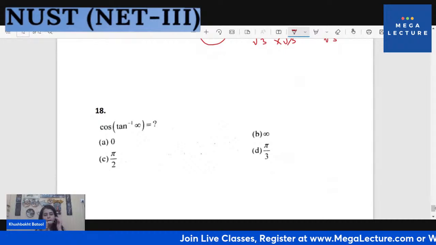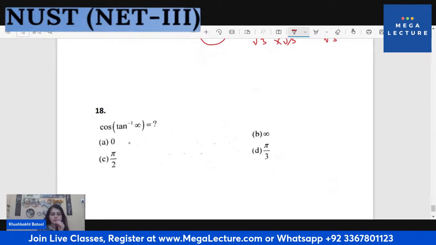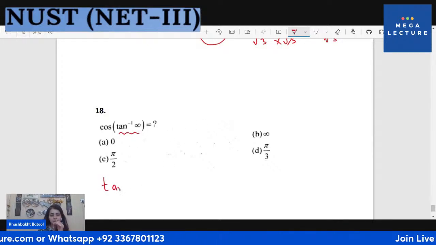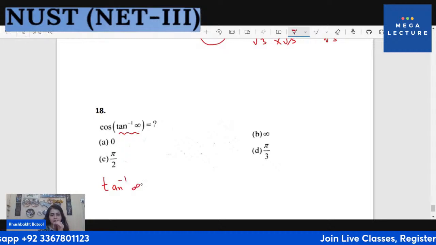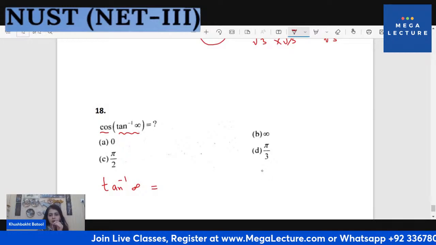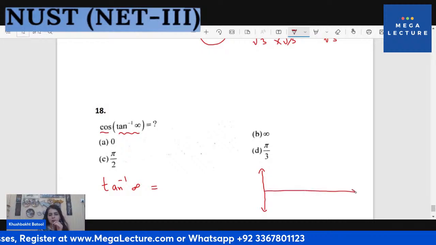Okay. Now it says cos of tan inverse infinity. So this is tan inverse infinity. First of all, you need to find the value of tan inverse infinity, and then we will talk about the value of cos at that point. Now, for this question, either you can refer to the table or you can think about it logically.